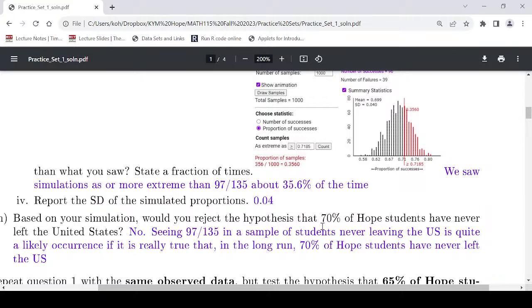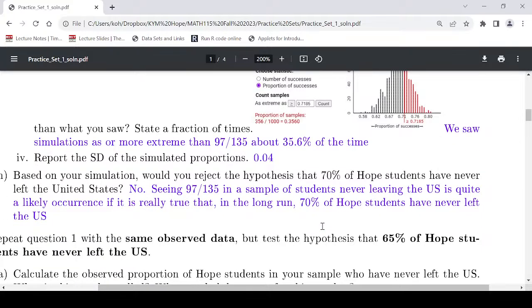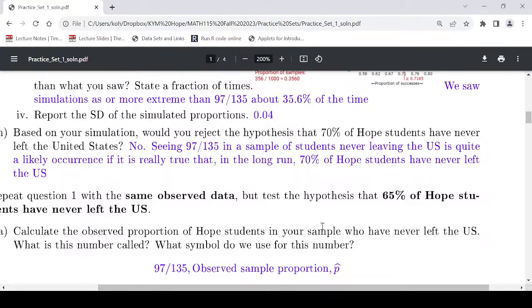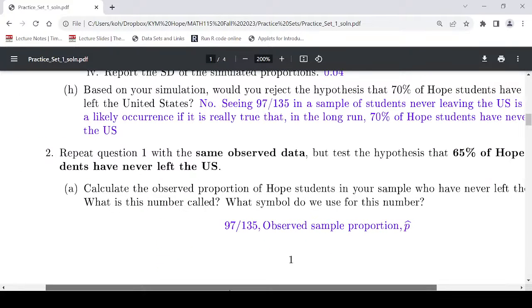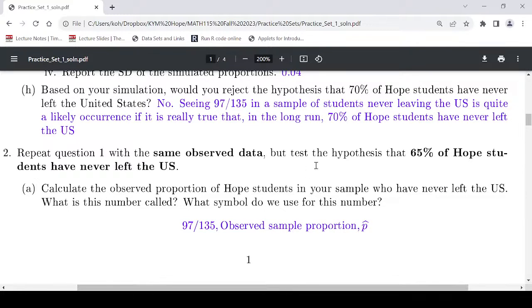Okay, so let me go now to the second question, which is the one that says test the same thing, but now we want to test whether it is true that 65% of Hope students have never left the US. You will find that the same data is being used, so there's no change in the observed proportion. It's still p hat equals 97 over 135.